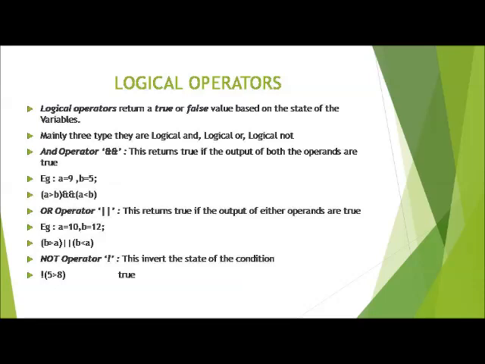Next is the OR operator. See the symbol used for the logical OR: two vertical bar symbols together. This returns true if either operand is true. For example, a = 10, b = 12. b > a || b < a. NOT operator. See the symbol used for the logical NOT: exclamation mark. This inverts the state of the condition. For example, NOT of 5 > 8 returns true.